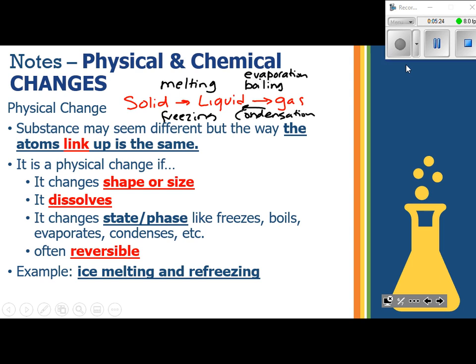So again, physical changes: the substances might seem different. Liquid water might seem different than water vapor, like water gas, or an ice cube, but the way the substances link up is the same. Again, it's still a hydrogen bonded to an oxygen bonded to another hydrogen. So it's a physical property if it changes shape or size.